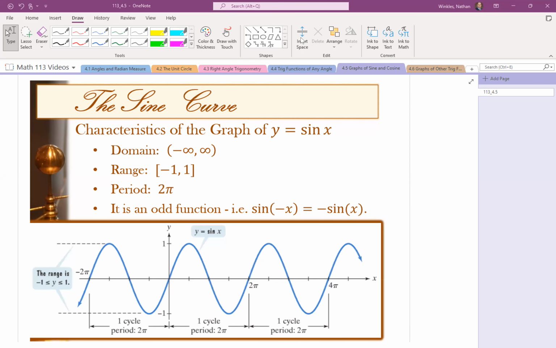With these characteristics, it's an odd function as well. So sine of -x is equal to minus sine of x. We just got to keep that in mind. These are some main characteristics that we need to look at. And we'll start seeing some other things as we go here as well.